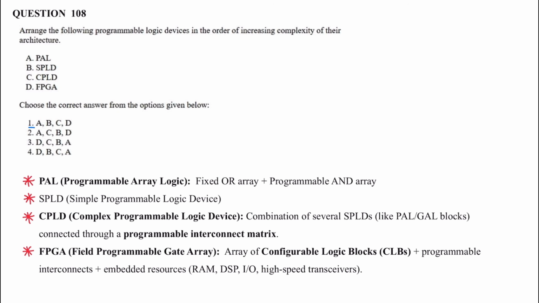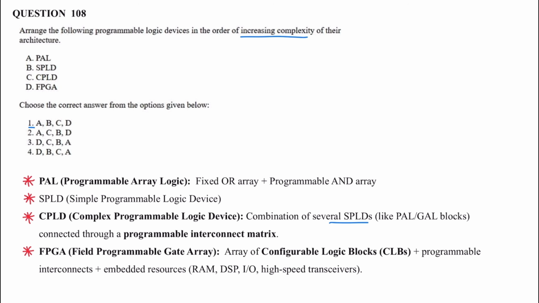Question number 108. Arrange the following programmable logic devices in the order of increasing complexity of their architecture. PAL, programmable array logic, has a fixed OR array plus programmable AND array. Next, SPLD, simple programmable logic device. CPLD, complex programmable logic device. This complex programmable logic device is a combination of several SPLDs connected through a programmable interconnection matrix.